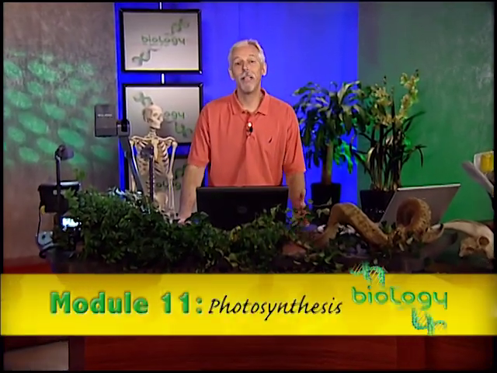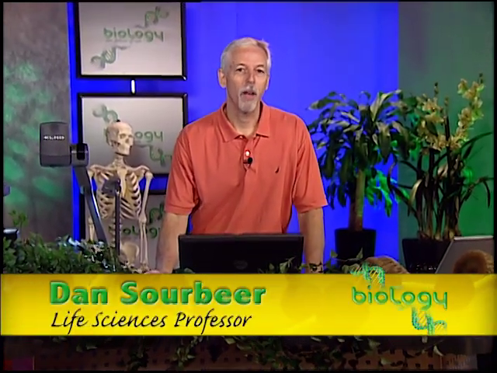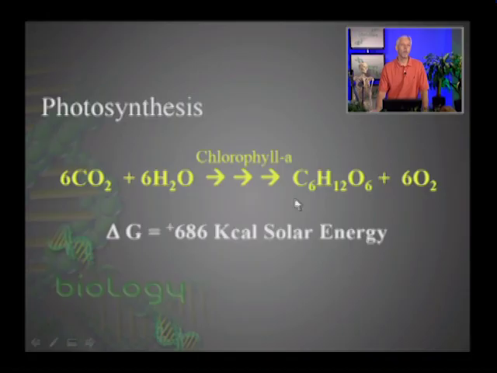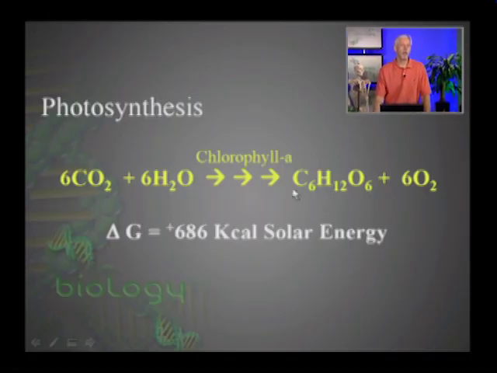Today we're going to take what we've learned in previous modules and take a detailed look at the process of photosynthesis. So, looking at the overall equation of photosynthesis, just a reminder that it involves taking carbon dioxide and water, which are combined to form glucose, and oxygen gas will be released. The molecule that's absolutely required for that is chlorophyll A, and this is an endergonic reaction. It requires an input of 686 kilocalories of solar energy.